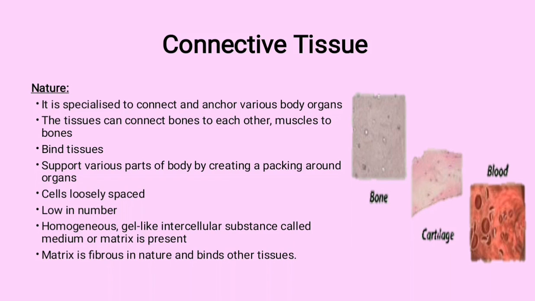The cells of connective tissues are living, separated from each other, that means they are loosely spaced and they are low in number. A homogeneous gel-like intercellular substance, which is called medium or matrix, forms the main bulk of the connective tissue.